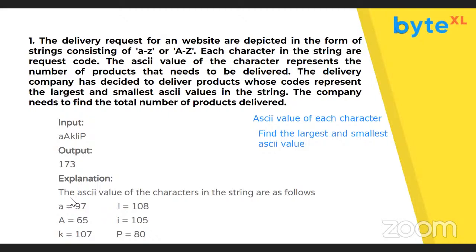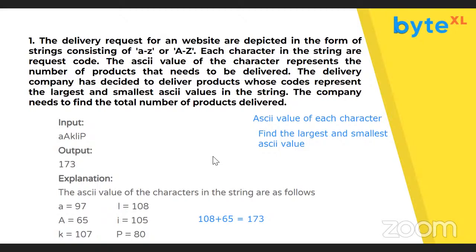So the sum of 108 and 65 gives us 173. So we have found the logic: we have to find the ASCII value of each and every character, compare them, and find out the smallest and largest ASCII value. Once you find the smallest and largest, sum them up and print the value. So this is the logic, guys.